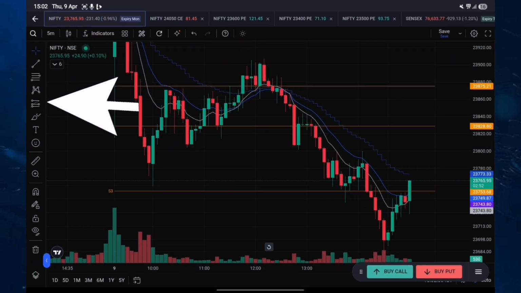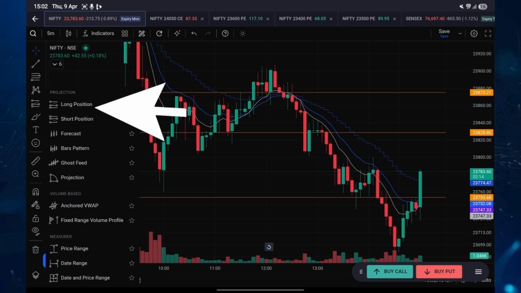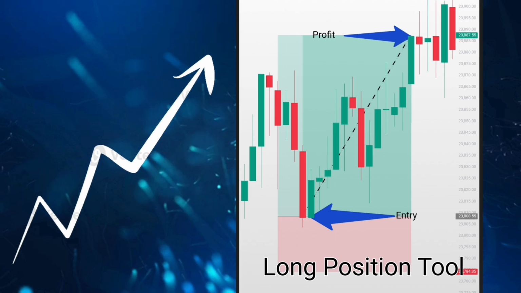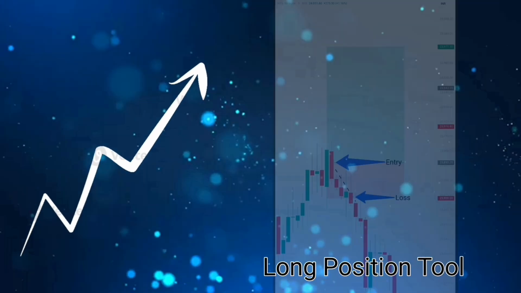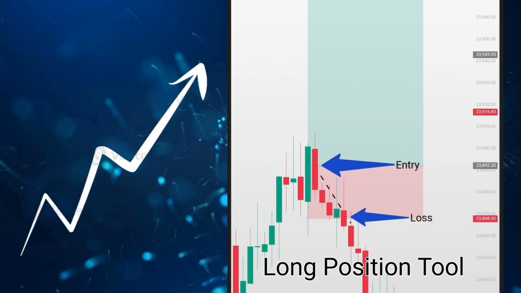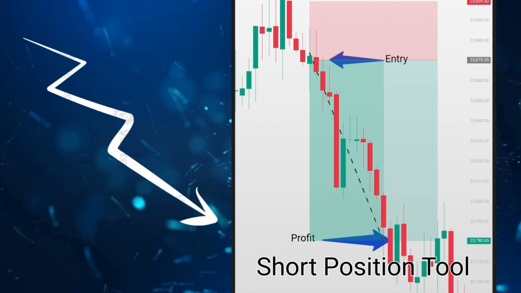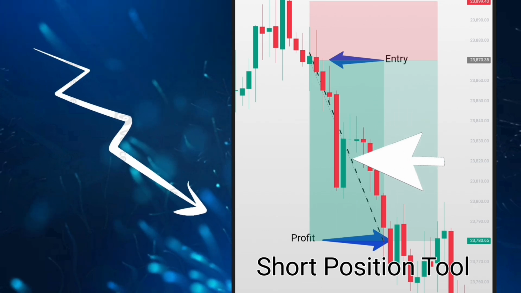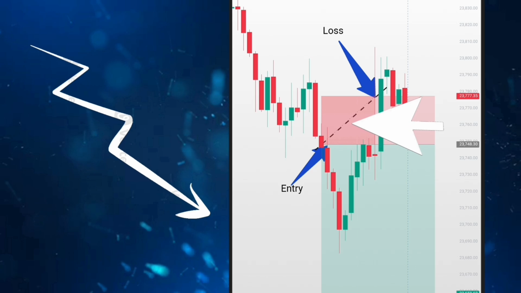And then we have projection tools. Here you have two very important tools that you have to use every single day. When you feel the market is going to move to the upside, you can use the long position, and the green box is your profit. If the market is moving through the green box, that means you are in profit, and if the market is moving in the red box, that means you are in loss. Similarly, just the opposite, if you feel the market is going to the downward side, you can use the short position. And here again the same: if the market is moving inside the green box, you are in profit. If the market is moving toward the red box, you are going to be in loss.